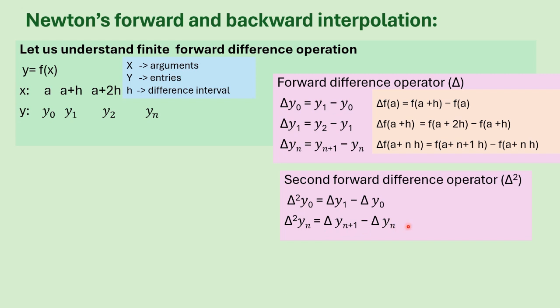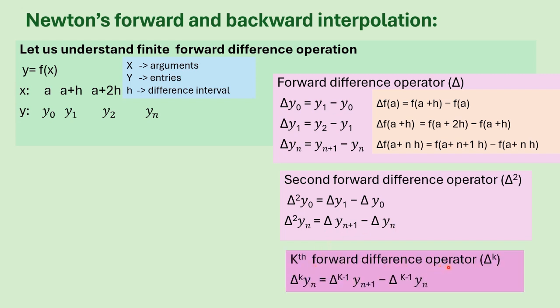Similarly, the kth forward difference operator is delta k. So you have to write delta k yn is equal to delta k minus 1 y(n+1) minus delta k minus 1 yn. Here we write k minus 1 on the right-hand side and k on the left, because the term on the right-hand side always has one delta less than the term on the left. That is why we write k here and k minus 1 there.